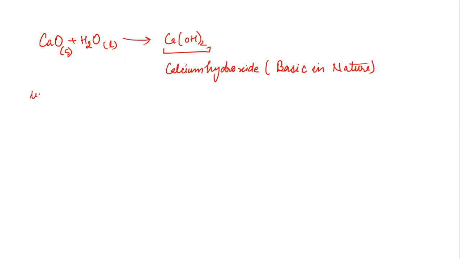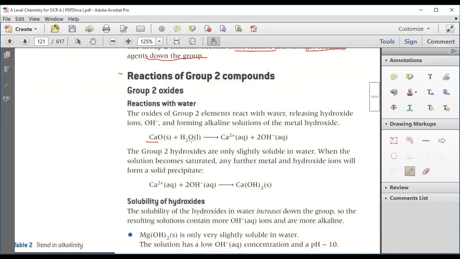which means it converts red litmus to blue. Now see, CaO plus H2O gives you calcium hydroxide.